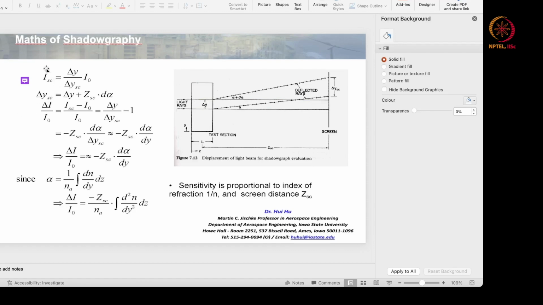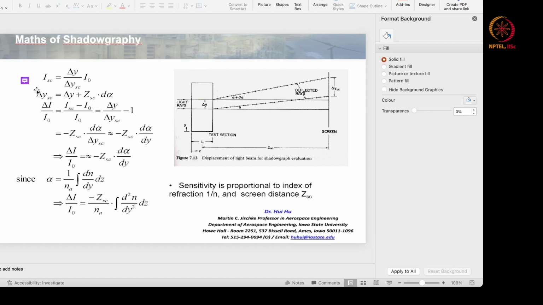Okay, so if you now look at the illumination on the screen, SC, it is equal to delta y by delta YC, so this is delta y and this is delta YC, multiplied by the initial or the incident illumination on this object, which is I naught. So you can readily see that delta IC by delta ISC multiplied by delta YC is equal to I naught into delta Y. It's almost like putting in a certain mass flow rate to a pipe, and this is what has to come out the other end, similar to that.